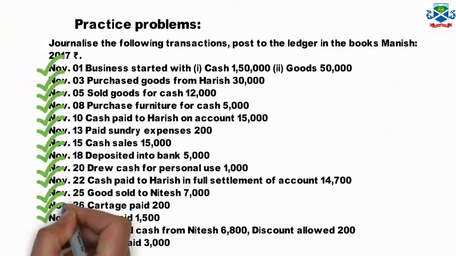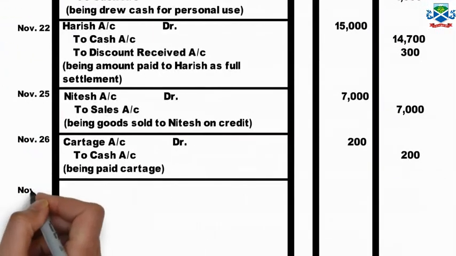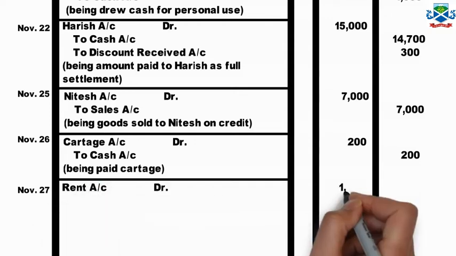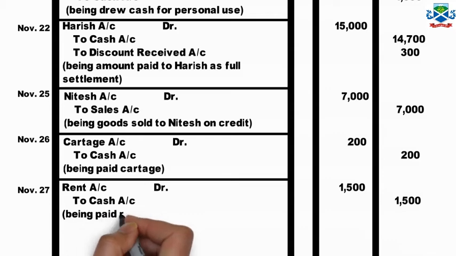Next transaction we have rent paid. Rent is also an expense, paid cash is going out, that's why rent account debit to cash. Like cartage, rent account debit 1,500 to cash 1,500, being paid rent, that is the narration.